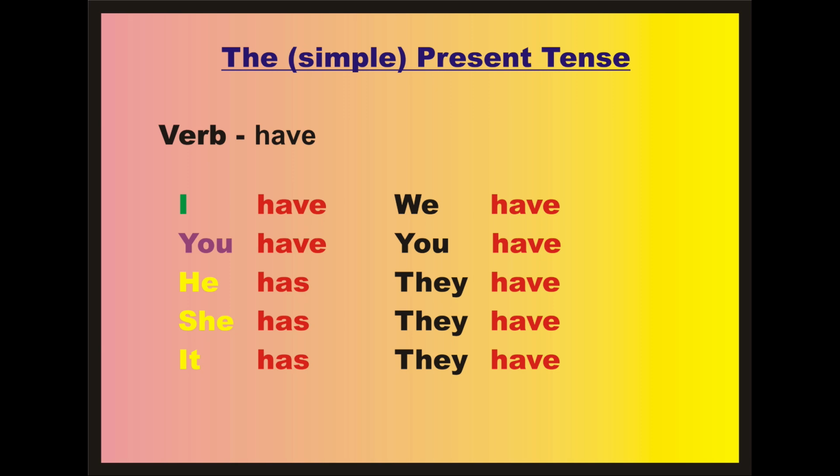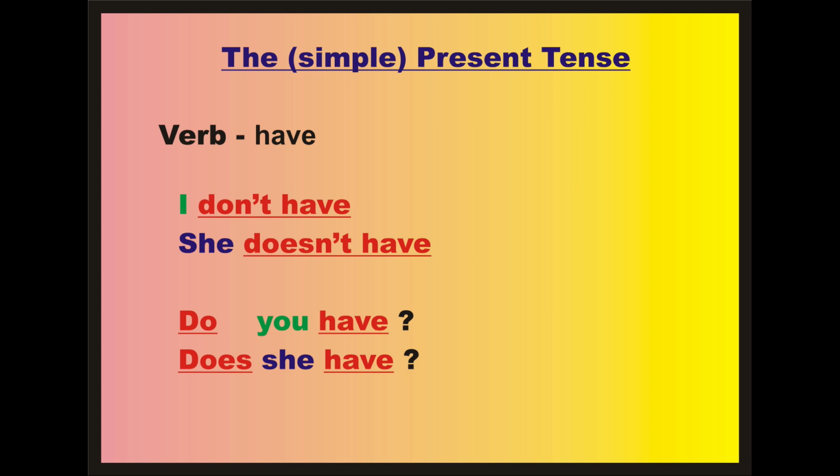The verb have is the exception to the above rules. We do not add anything to have. Instead, we use has because has is the singular of have. I have, she has. I don't have, she doesn't have. Do you have, does she have?